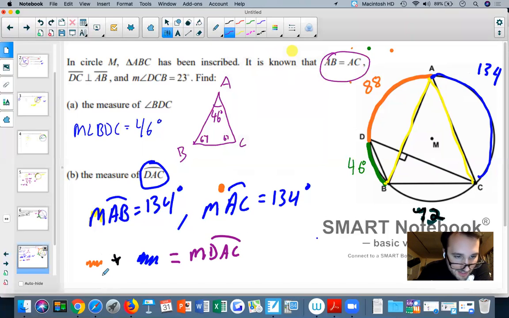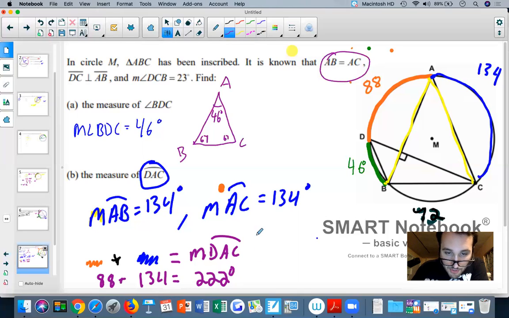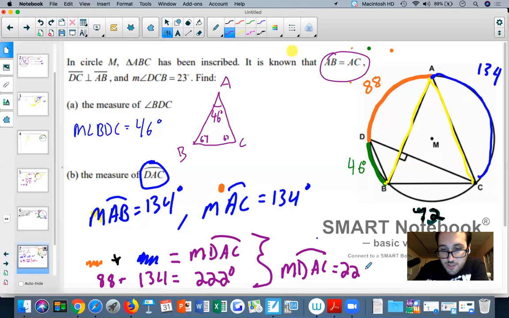Well, we know the orange piece is 88, and we know that the blue piece is 134. So when we add 88 and 134, that's 222 degrees. So our final answer is the measure of DAC, that arc, is equal to 222 degrees.